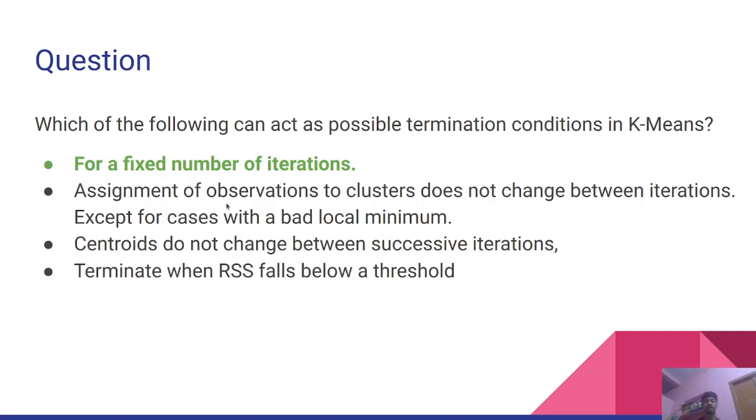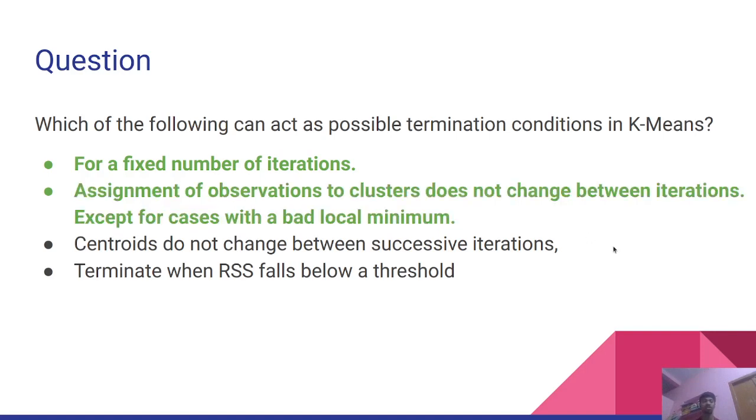Second option is that assignment of observation to cluster does not change between iterations. So suppose we are running fifth iteration, sixth iteration, and seventh iteration, and we are observing that clusters are not changing at all. So we can say that even if we run more times, it won't affect much or affect at all. So we can also use this as a criteria for termination condition.